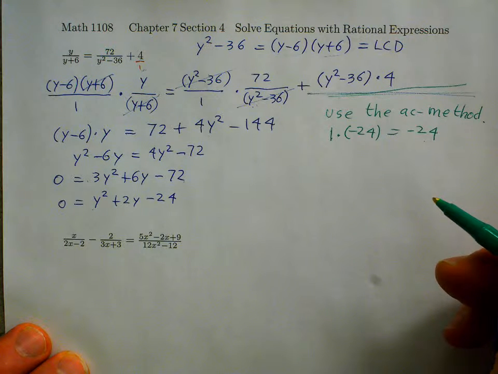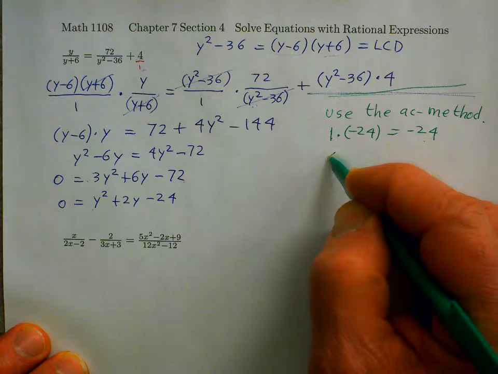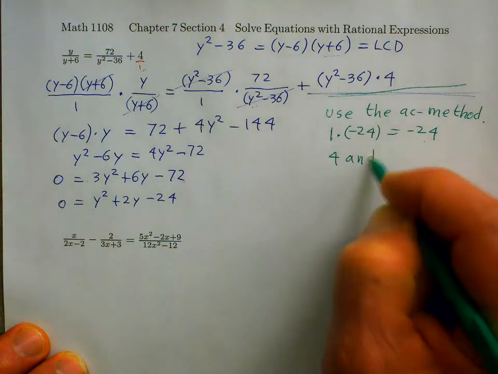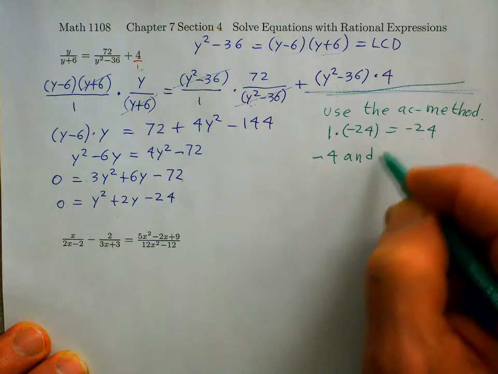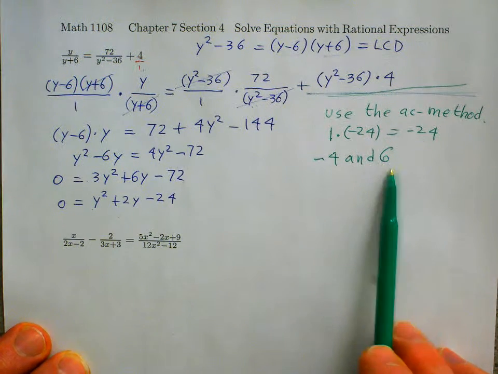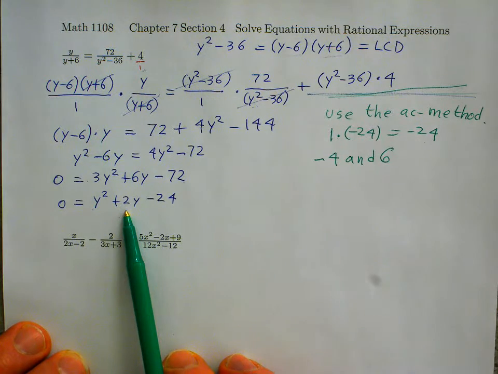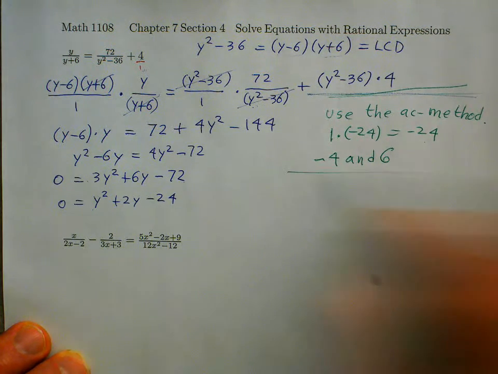So what did you come up with? Negative 4, positive 6. Yeah, 4 and negative 6. Whoops, sorry. Negative 4 and positive 6. Yeah, the one with the largest absolute value has to be positive because when you add them, it's positive 2. Okay, negative 4 and 6.